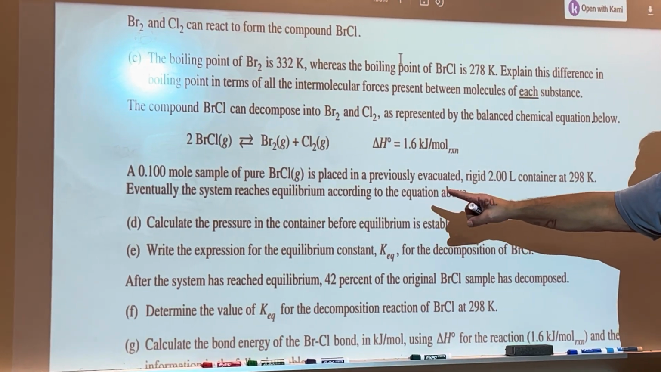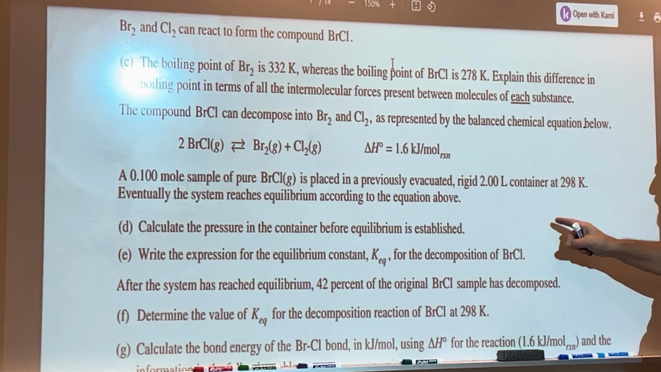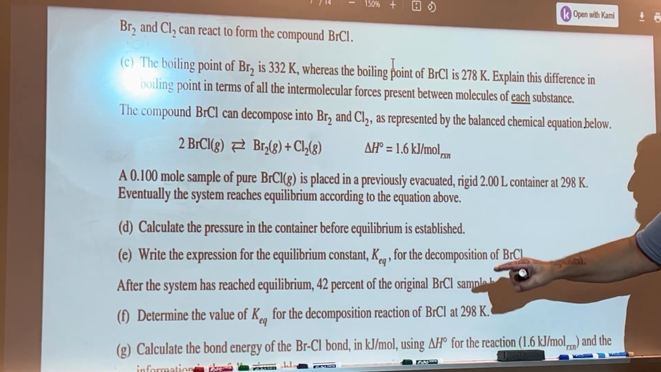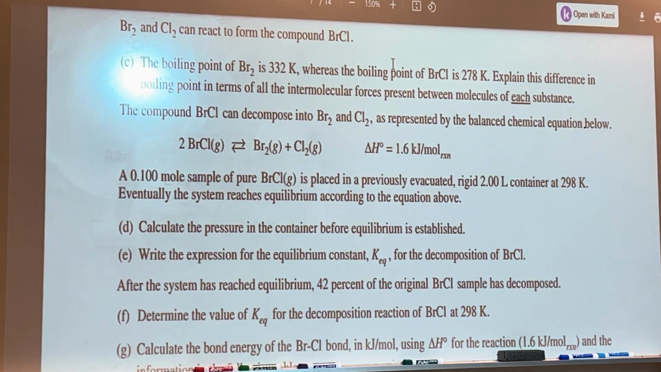A 0.1 mole sample of BrCl is placed in a previously evacuated rigid 2-liter container at 298. Eventually, the system reaches equilibrium according to the equation above. But calculate the pressure before equilibrium was established. Again, in your packet, just on the back. Let's see if you can do that.